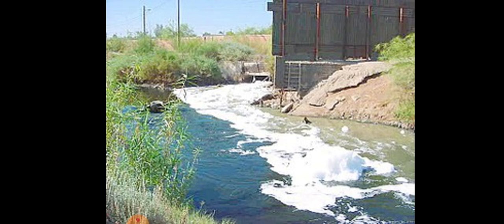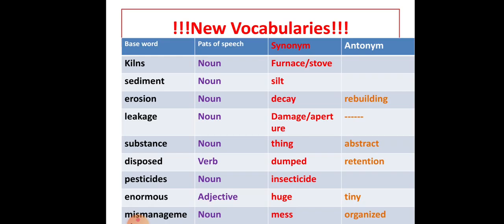And this picture is very much related to water pollution. It is the drainage system of the mills and factories. The wastes are directly thrown in the river, and so the river water becomes polluted. Okay, all these pictures are very much related to the text, and I am giving you more new vocabularies.